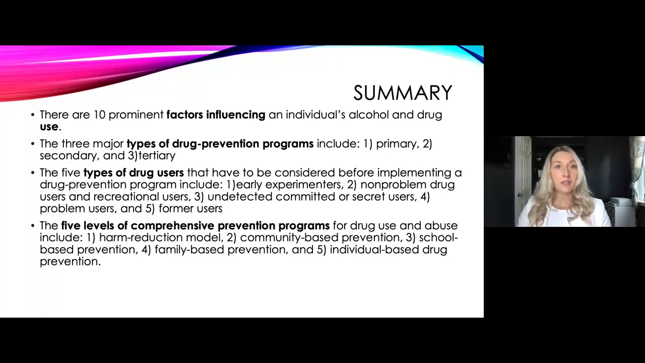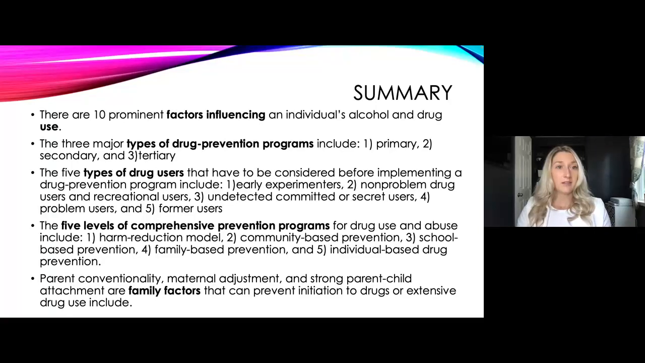There are also 5 levels of comprehensive prevention programs, including the harm reduction model. We're not going for perfection in that model. Remember, we're just trying to reduce the harms and move in a positive direction. Community-based prevention programs look at the community's involvement in drug use and being able to prevent drug use. School-based, K through 12, looking at college programs. Those focusing on family and increasing the protective factors of families. And then individual-based drug prevention programs, such as harm reduction psychotherapy.